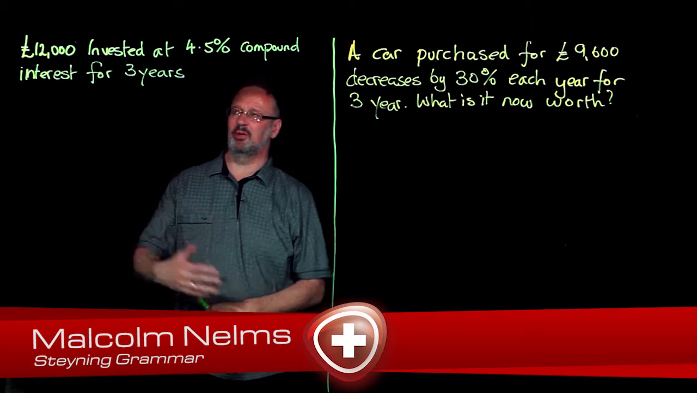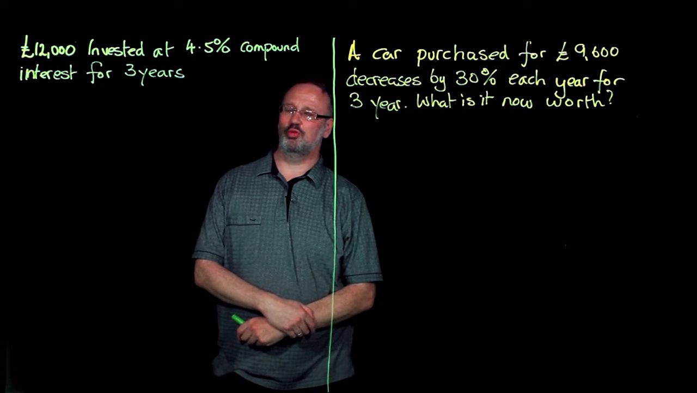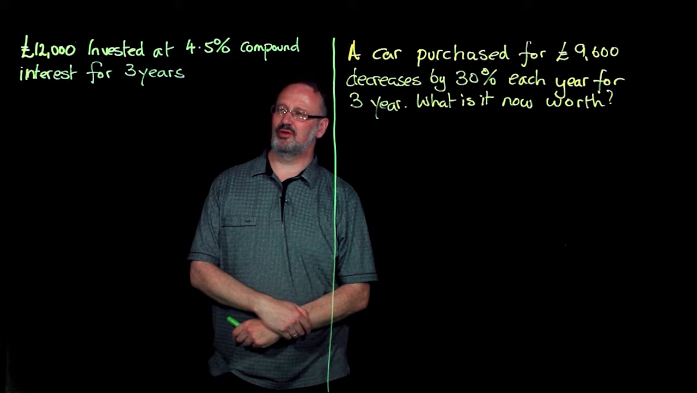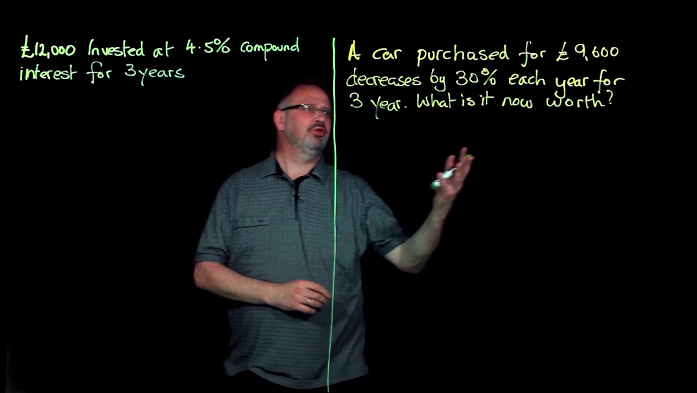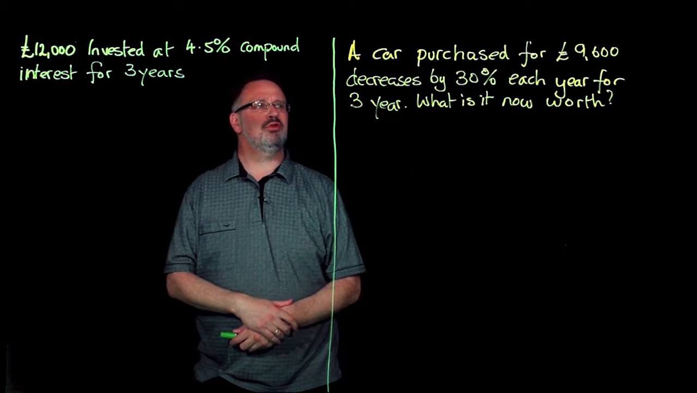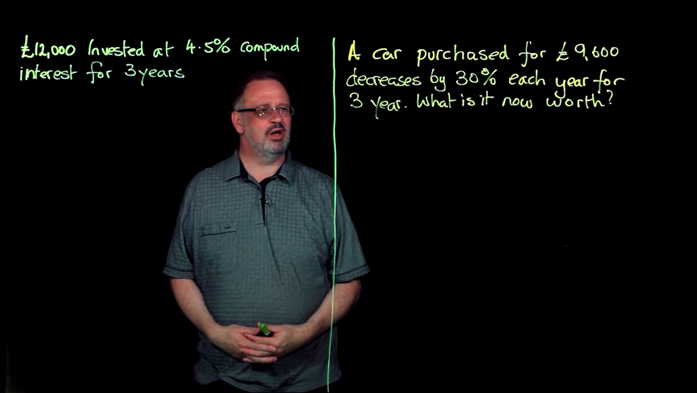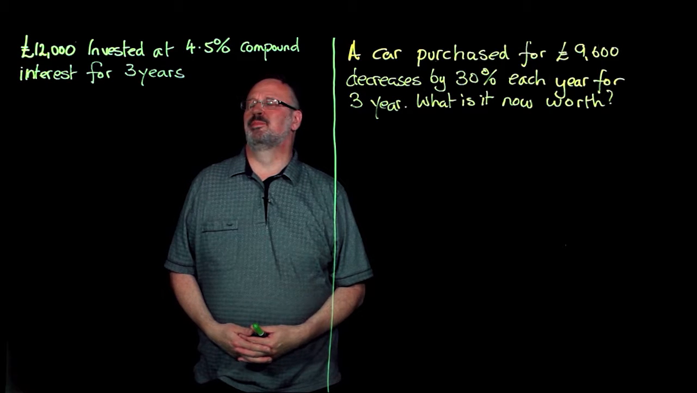We have two problems here. Firstly, £12,000 invested at 4.5% compound interest over 3 years. What's my investment worth at the end of that period of time? Secondly, a car I purchased for £9,600 decreases by 30% each year for 3 years. What is it worth at the end of that period of time?